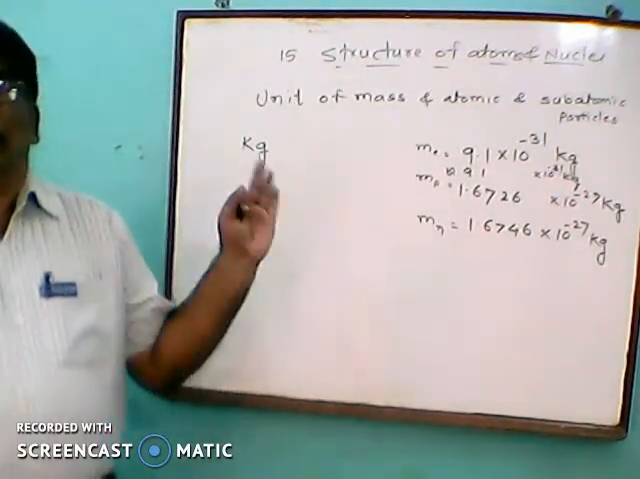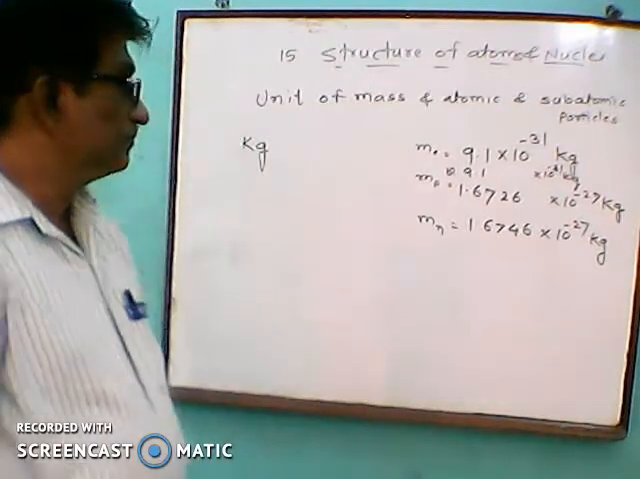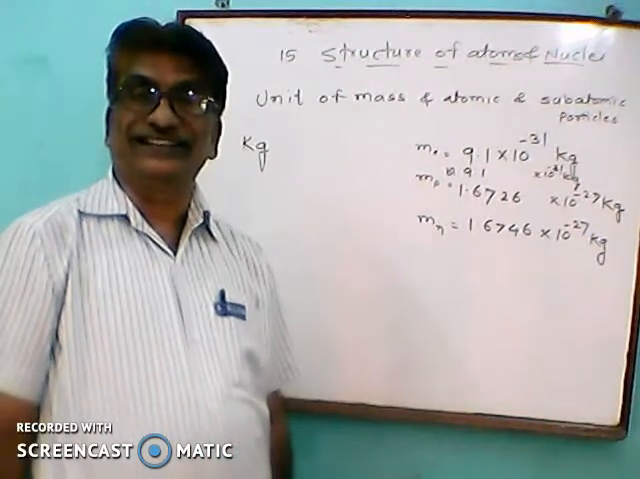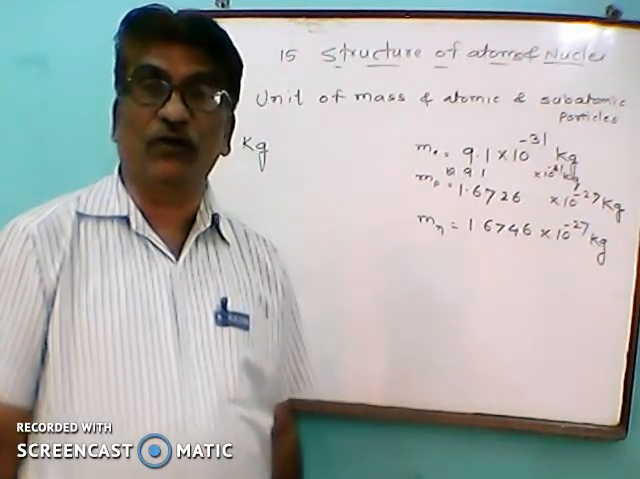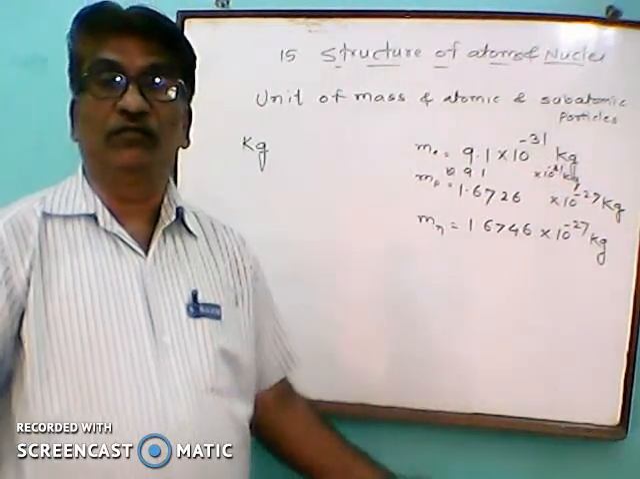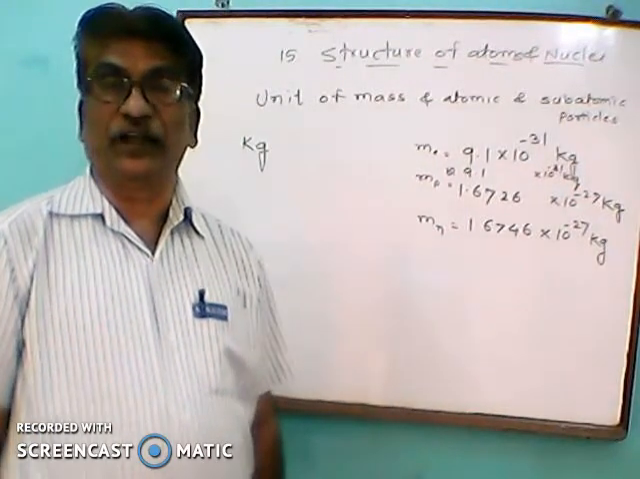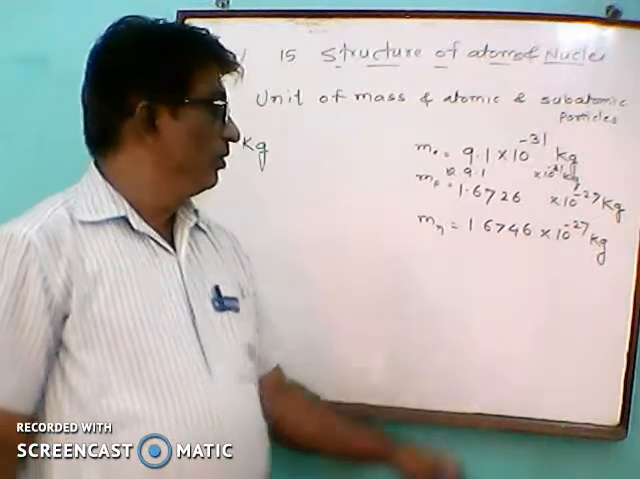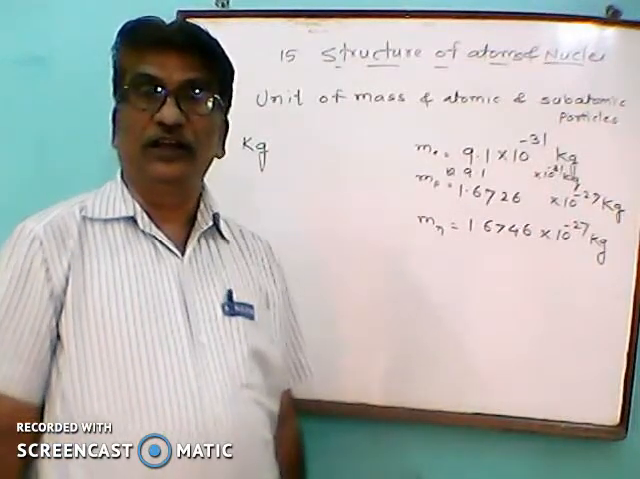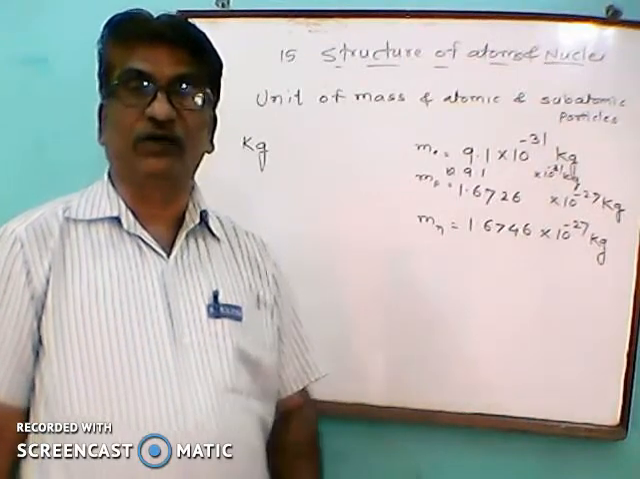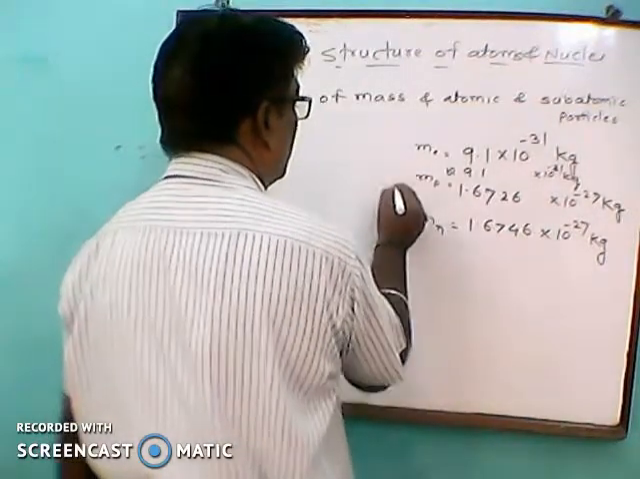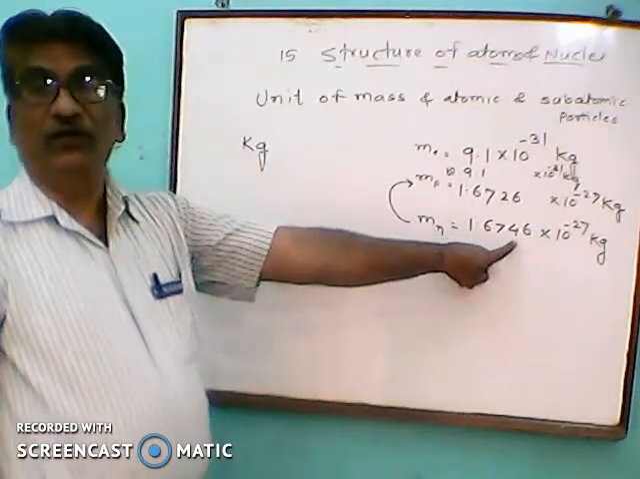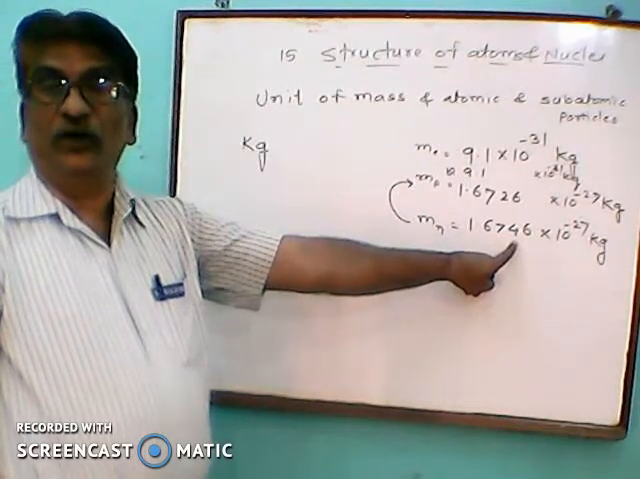So comparatively we have seen that the mass of proton, having value 1.6726 into 10 to the power minus 27, is less than the mass of neutron. It will be 1.6746 into 10 to the power minus 27, so the mass of neutron is more than the mass of proton.